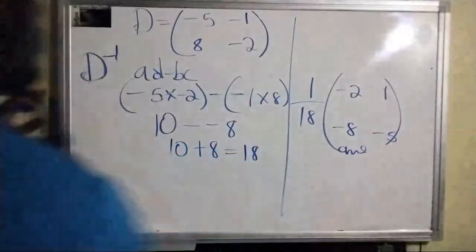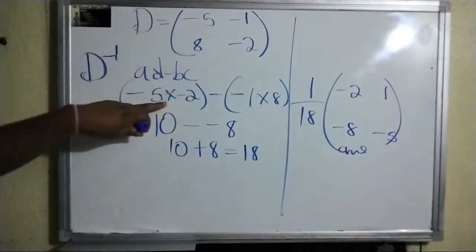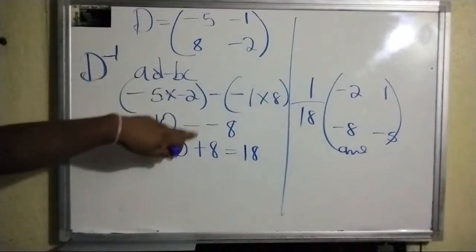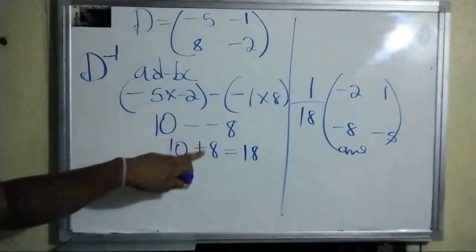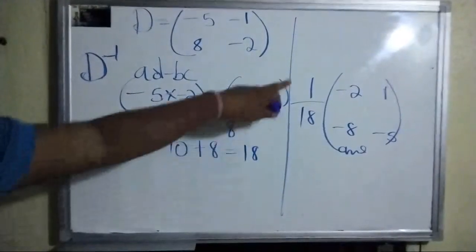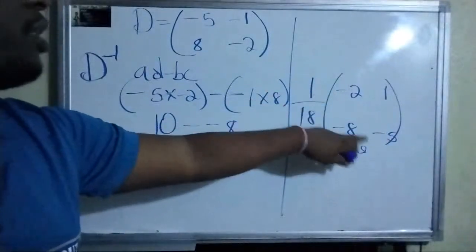And that is our answer. Let me just recap. Negative 5 times that, positive 10. Put the minus. Negative 1 times 8, negative 8. Both of them are negative, become positive. That's 18. 1 over 18 times the adjoint, which is swap the position of A and D.